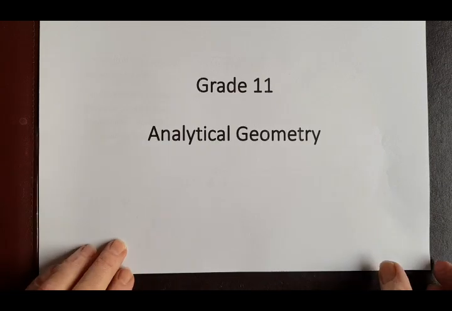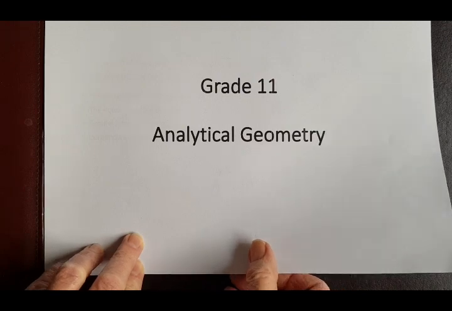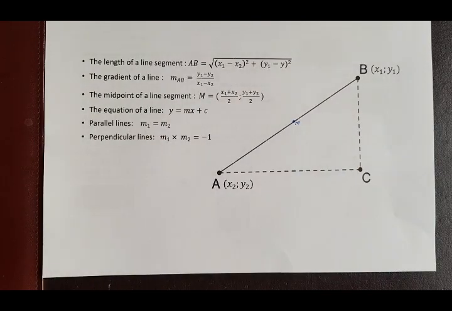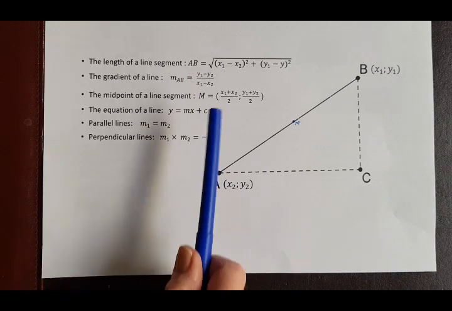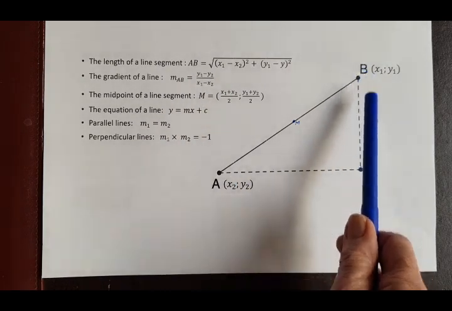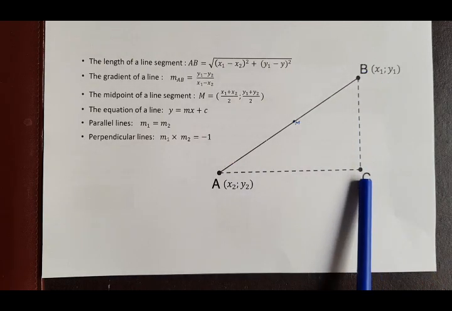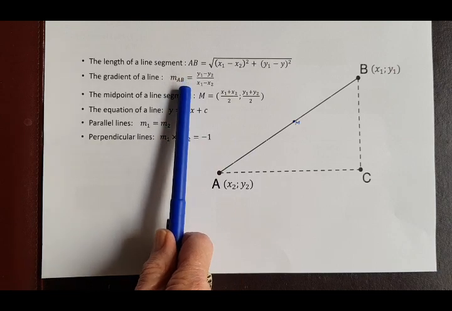For this series of videos is going to be Grade 11 Analytical Geometry. The first thing you need to remember are the formulae that you did in Grade 10. The length of a line segment is the difference between your x's squared plus the difference between your y's squared. Essentially, you're really using the theorem of Pythagoras. The gradient of a line is the difference in y over the difference in x.